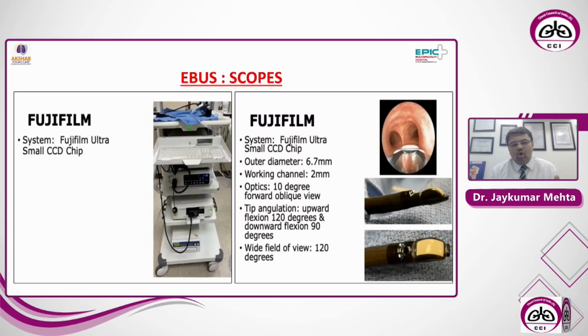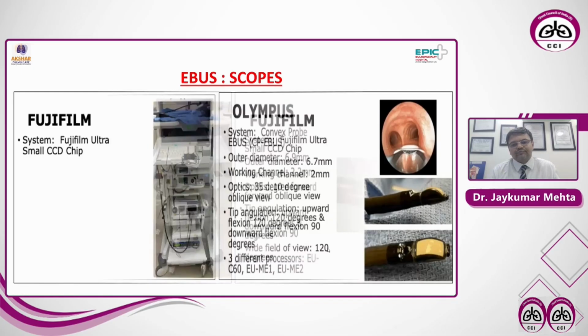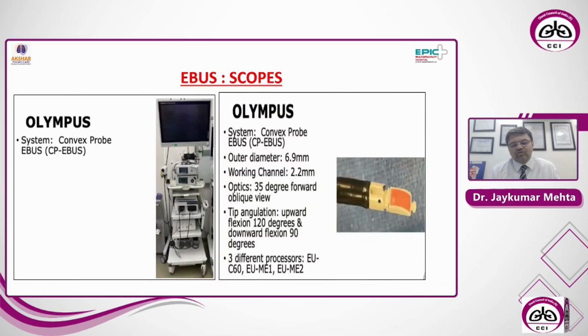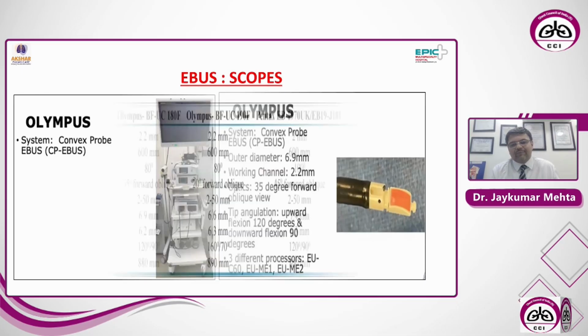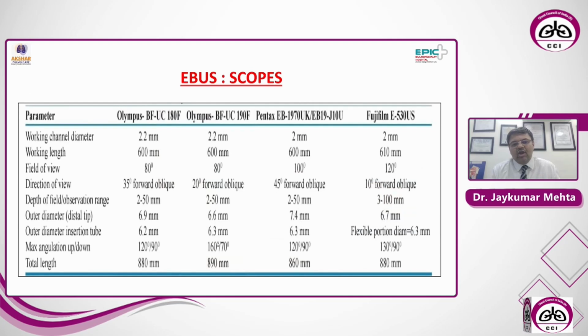Coming to the Fujifilm scope, they are having an ultra small CCD chip. They have outer diameter of 6.7 mm, working channel of 2 mm, optics 10-degree forward oblique view, tip angulation 120 degrees flexion upwards and 90 degrees flexion downwards, and wide field of view, that is 120 degrees. And finally, the Olympus system, which uses CP EBUS of outer diameter of 6.9 mm, working channel 2.2 mm, optics 35-degree forward oblique view, 120-degree flexion upwards and 90-degree flexion downwards, and there are different processors. This is a rough summary of comparison.